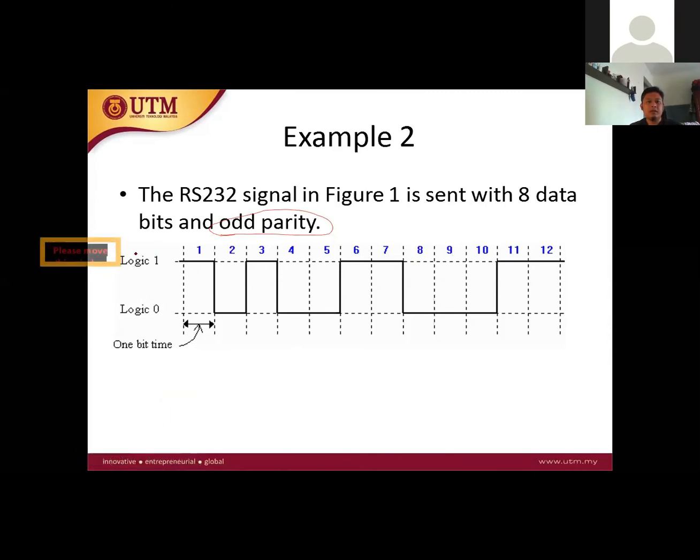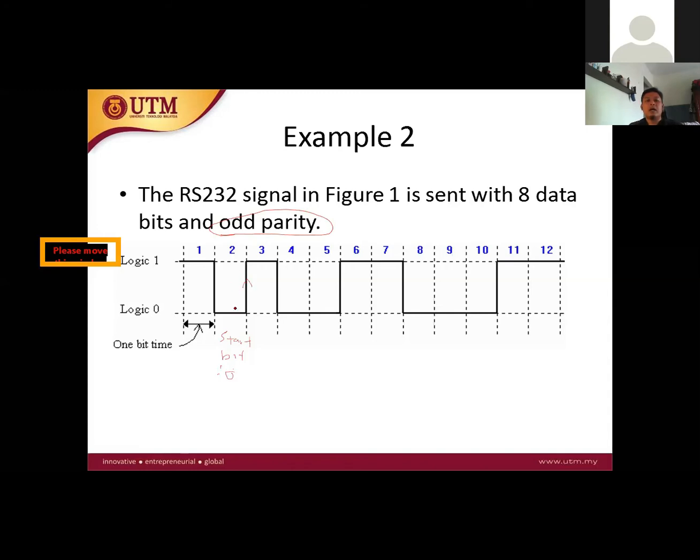This is not voltage level. This is logic. Okay, you see, this is logic, logic 1 and logic 0. So the start bit should be 0. So this is the start bit, which is 0.